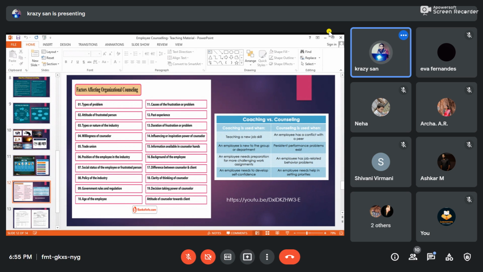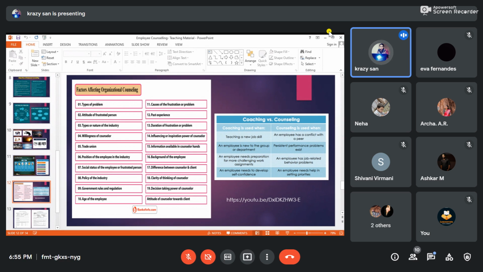Then coaching is done. And counseling is used when an employee is having a conflict with peers or peer partners, then the employee needs counseling. Persistence, performance, existence problem. An employee has job related behavioral problems or attitude issues at that time. An employee needs help in setting priorities for organization, setting priorities for self. So at that time, counseling is very much needed.